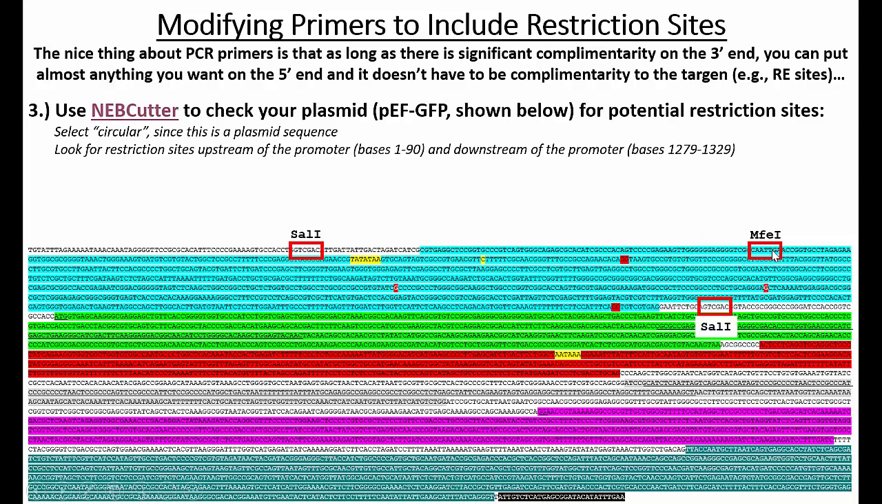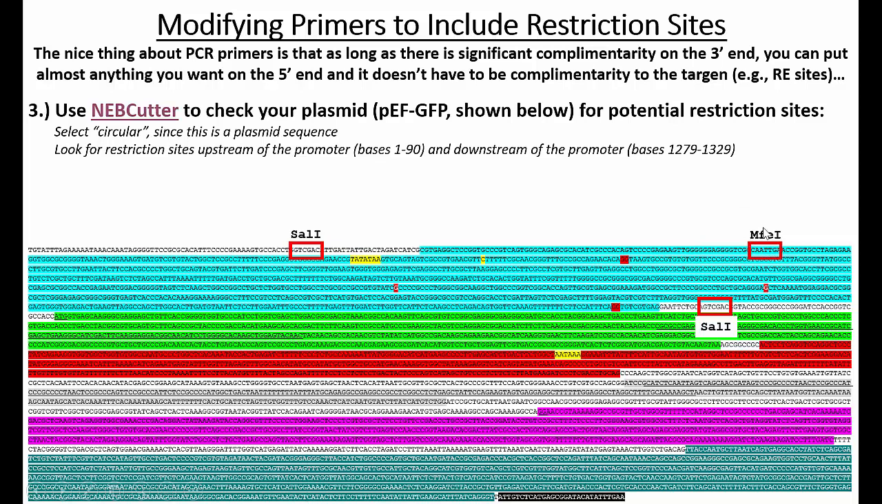So I could use this, but I'd be leaving a little bit of the EF1 alpha sequence in the plasmid, and that might contain transcription factors that would contribute to the transcription. So I wouldn't be really looking at the effects of my promoter, I'd be looking at the effects of a fragment of the EF1 alpha. All right, so anyways, MFE1 is there. It's an option that we can use as a last resort.